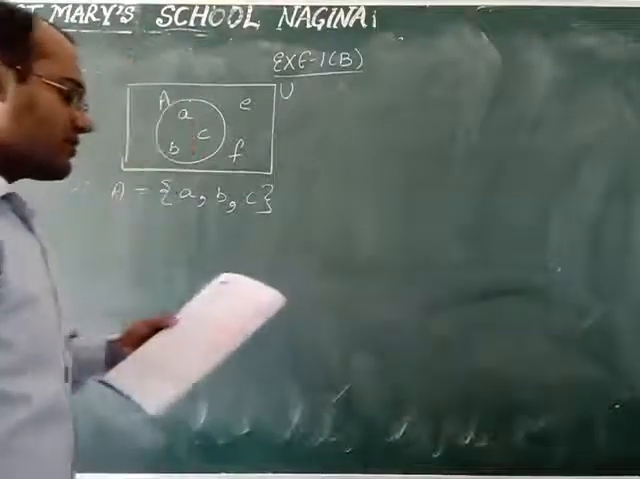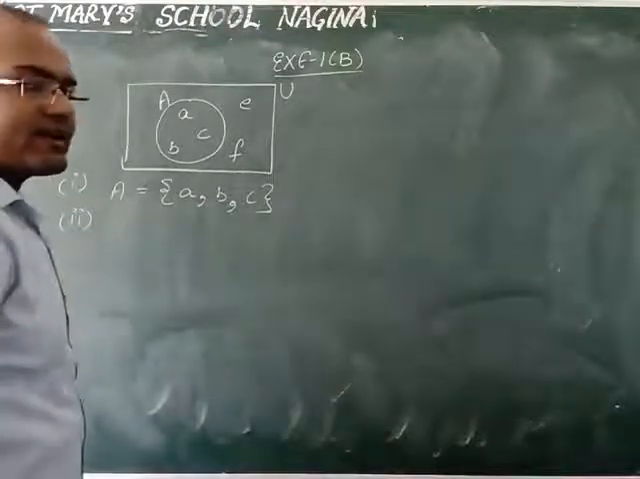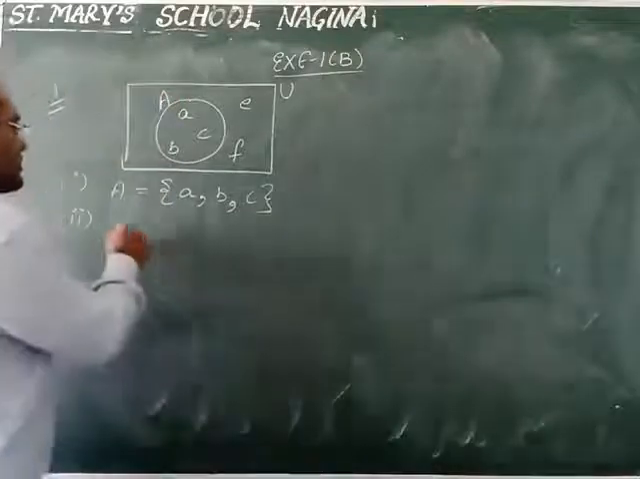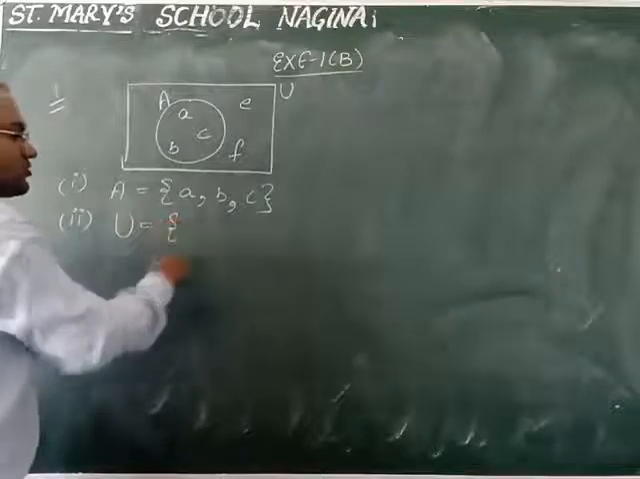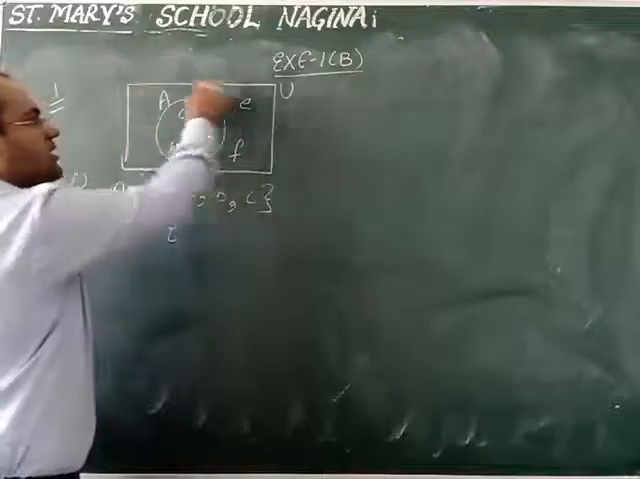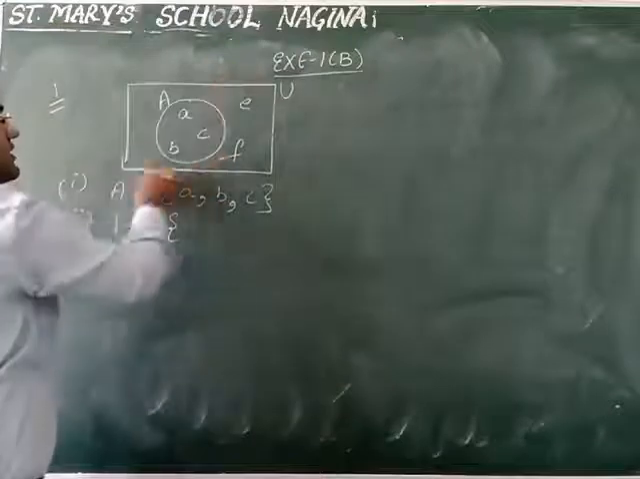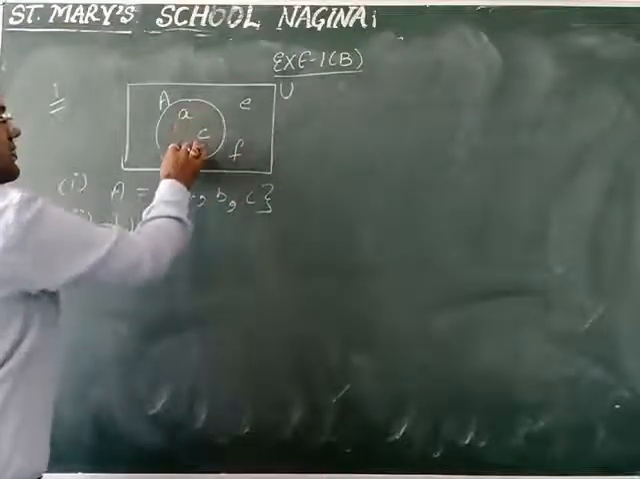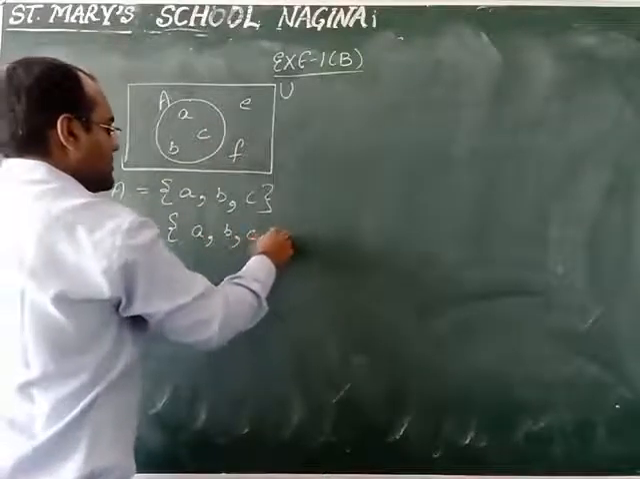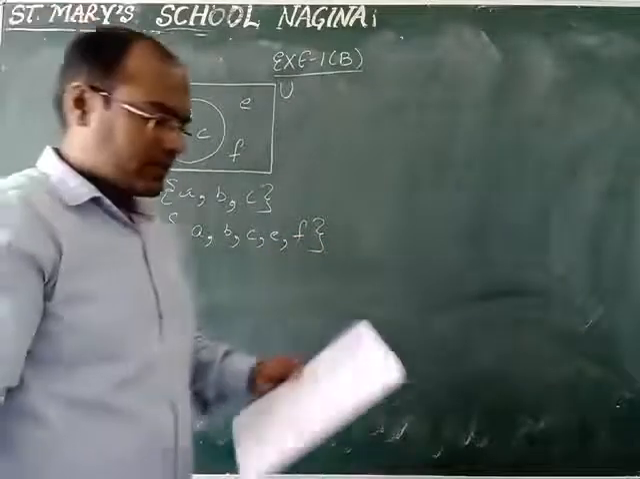Second part is write the universal set U in the tabular form. Roster or tabular, both are same thing. U means universal set. In order to write the universal set, we have to write all the elements which are coming in this rectangle. This rectangular box represents universal set. So what elements are coming in this rectangular box? A, B, C, E, F. So we will write here A, B, C, E and F. These elements will come in the universal set.